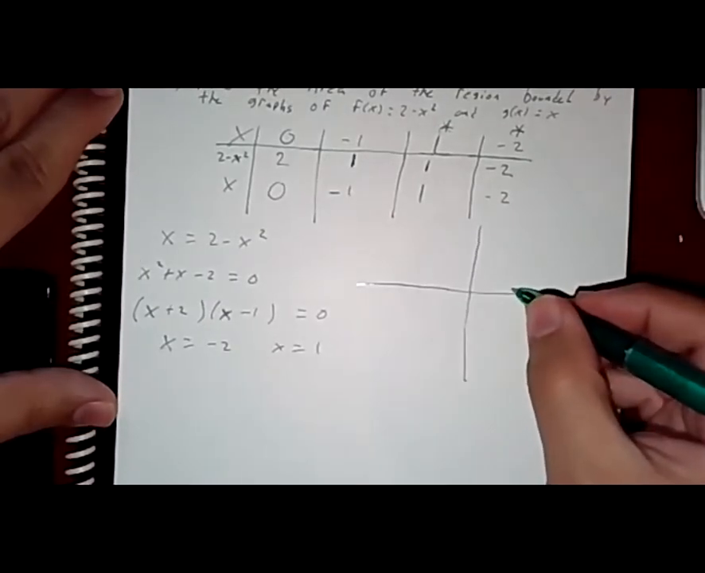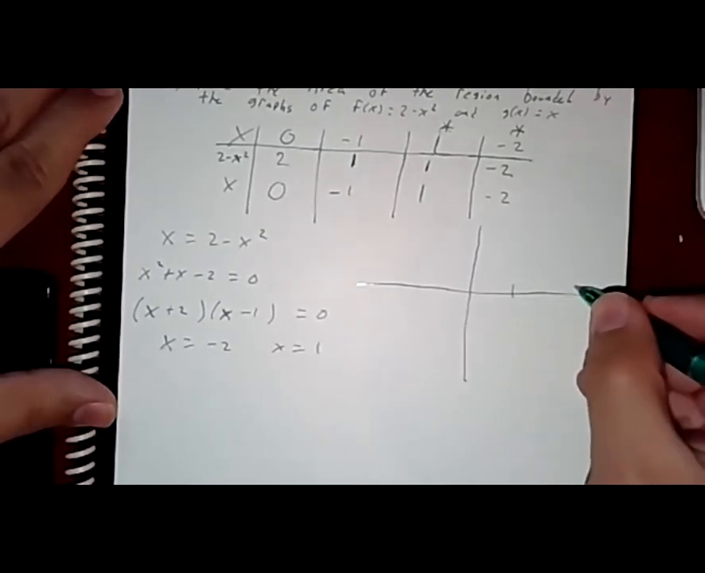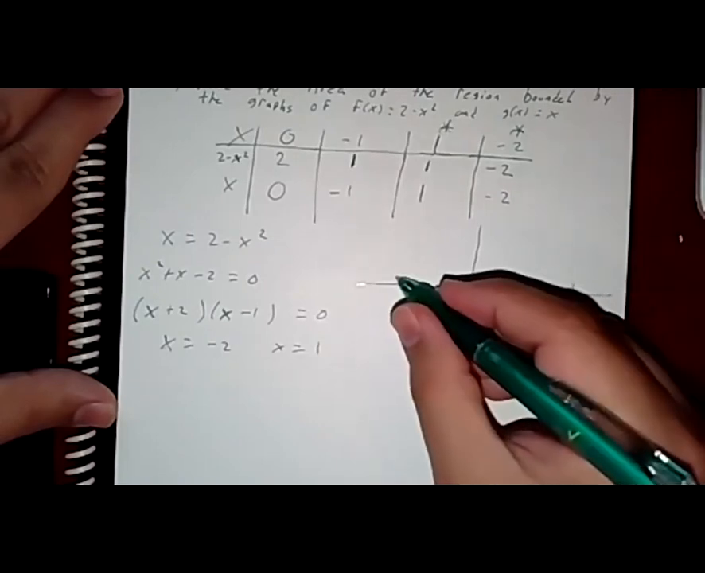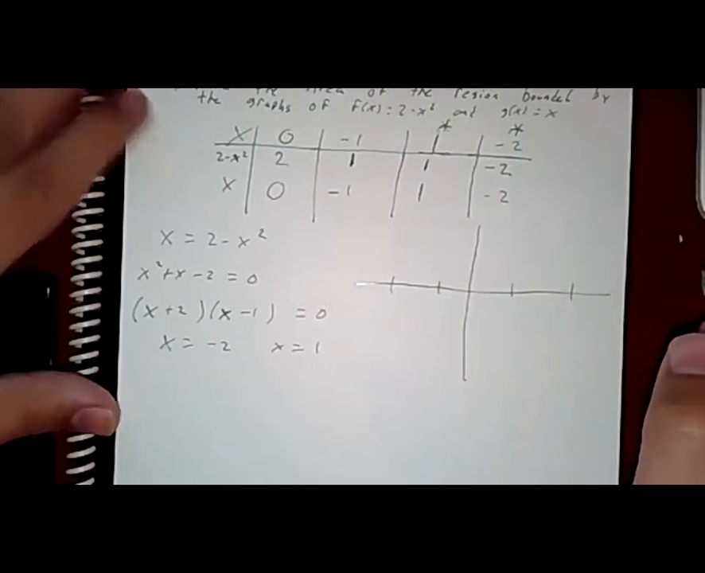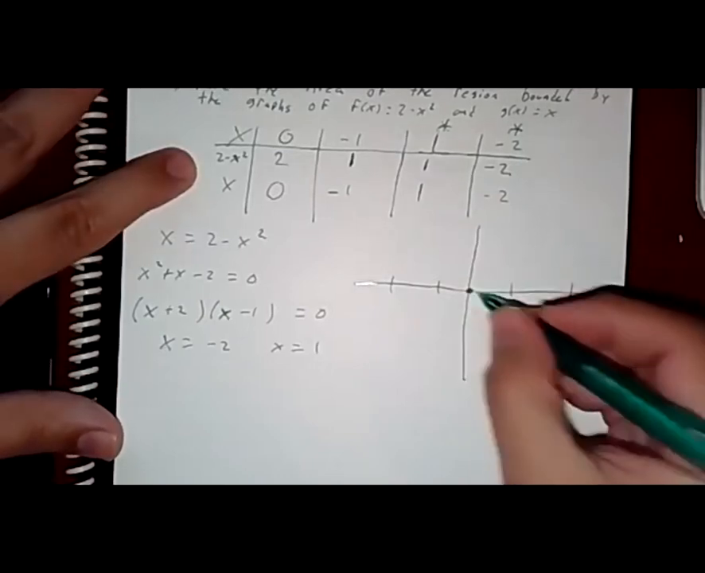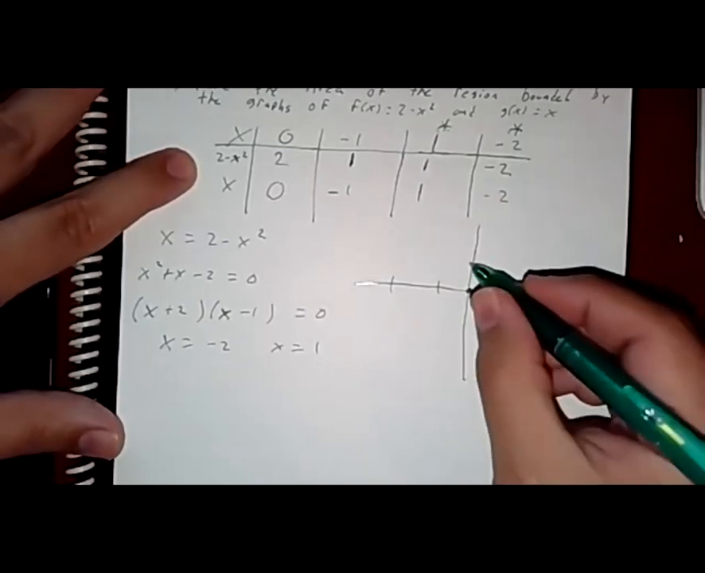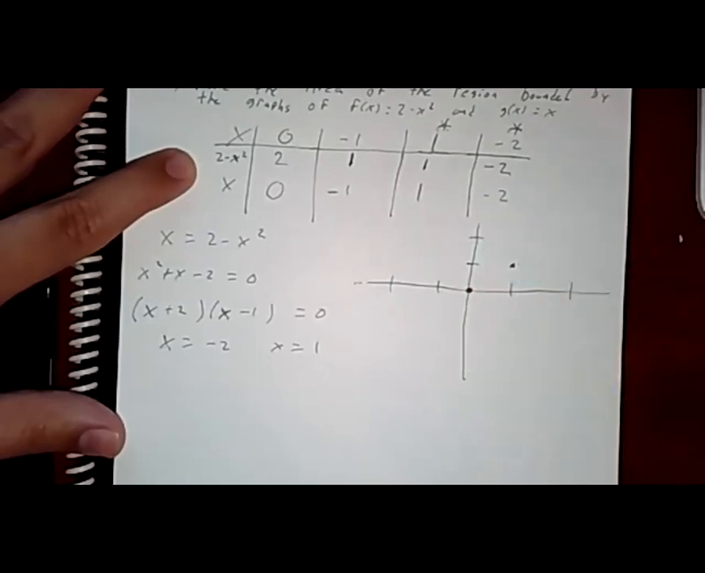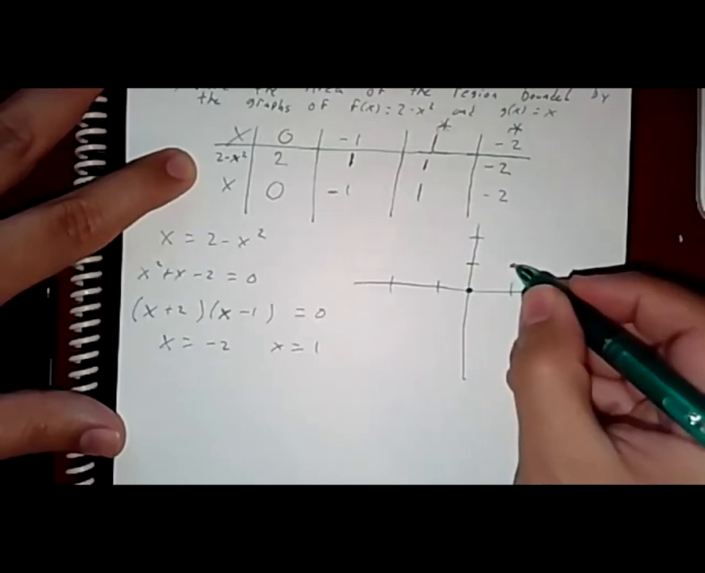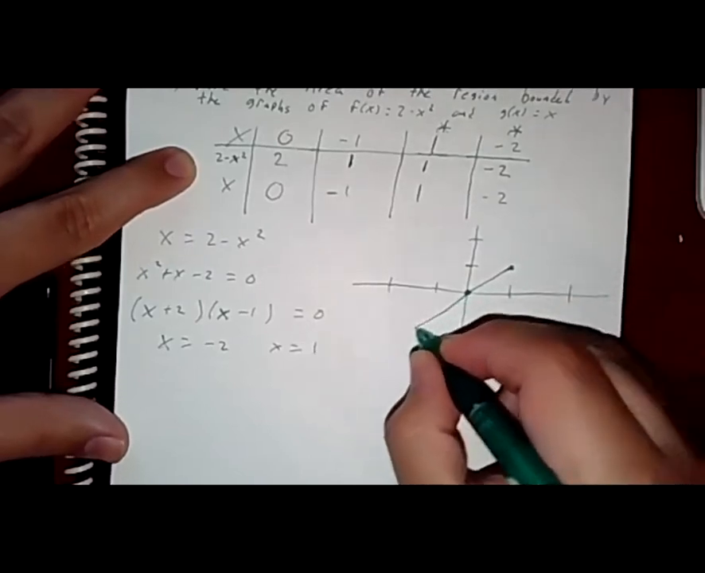0, 1, 2, -1, -2. So the line's no big deal. 0, 0, right? 1, 1. So the line is going to do this, right?